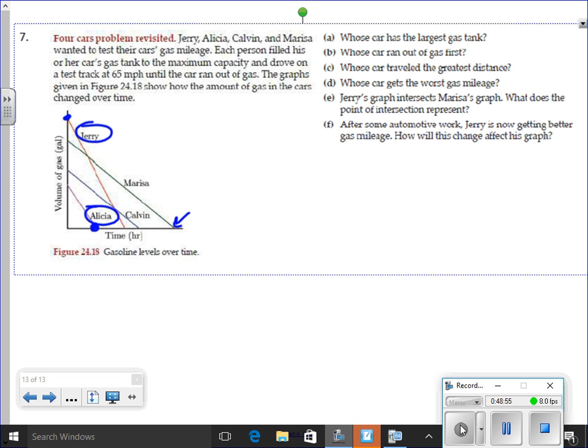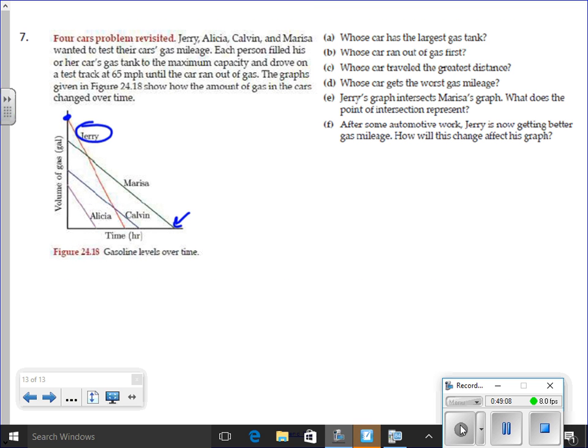They were all going the same speed. So if she was still driving while the others weren't, she would go the greatest distance. Whose car gets the worst gas mileage? Well, whose line is the steepest? That would be Jerry. He had the largest gas tank, but he also had the worst gas mileage.